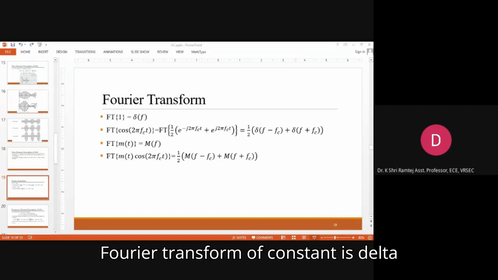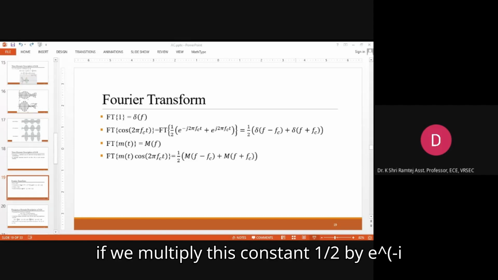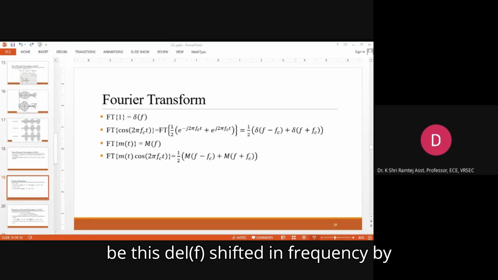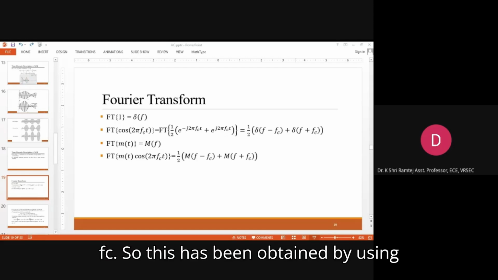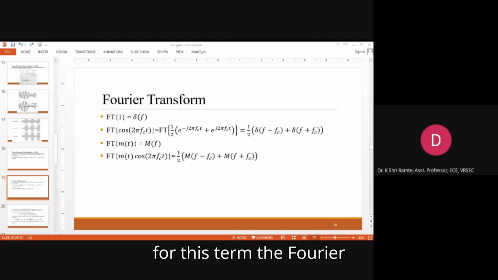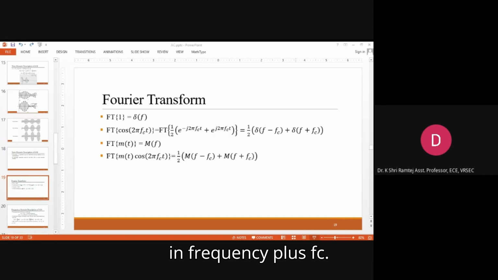If the Fourier transform of a constant is the delta function, then if we multiply this constant 1 by 2 by e power minus j 2 pi fct, the Fourier transform will be this del of f shifted in frequency by fc. This has been obtained by using the frequency shifting property. Similarly, for this term, the Fourier transform will be the delta function shifted in frequency by plus fc.